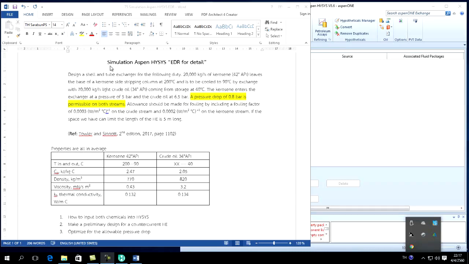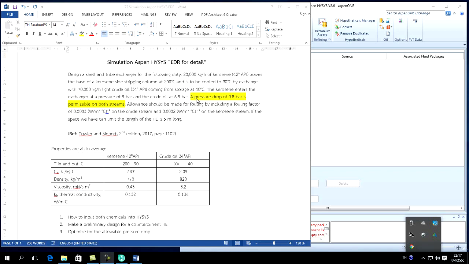Hello, this is a heat exchanger simulation practice on Aspen HYSYS, working on a shell and tube heat exchanger, and we have two chemicals. One is kerosene and one is crude oil. The kerosene will act as the hot stream and the crude oil is for the cold stream.